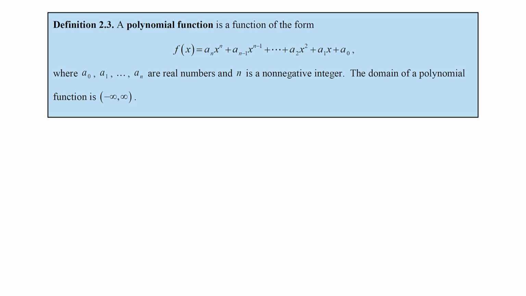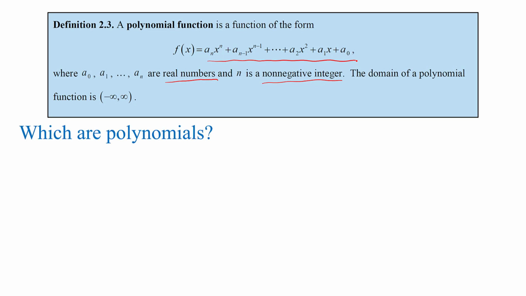A polynomial function is a function of the form f of x equals a sub n x to the n plus a sub n minus 1 x to the n minus 1 plus terms in between up to plus a sub 2 x squared plus a sub 1 x plus a sub 0, where a sub 0 through a sub n are real numbers. In other words, we have coefficients that are real numbers, and n is a non-negative integer, meaning that we have exponents on our x's that are non-negative integers. The domain of a polynomial function is all real numbers, as we've already discussed in this course.